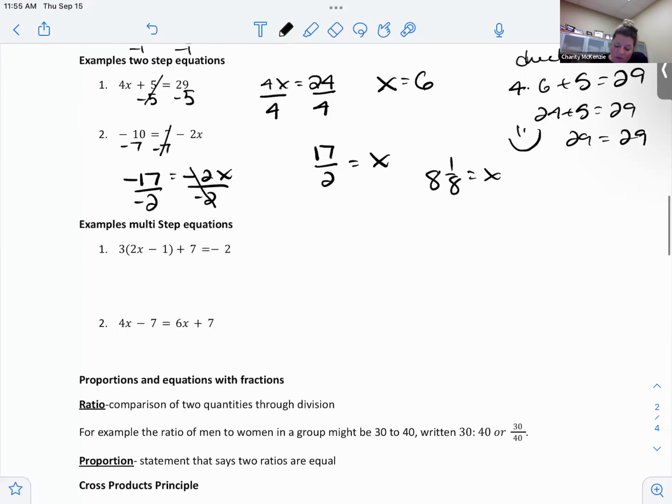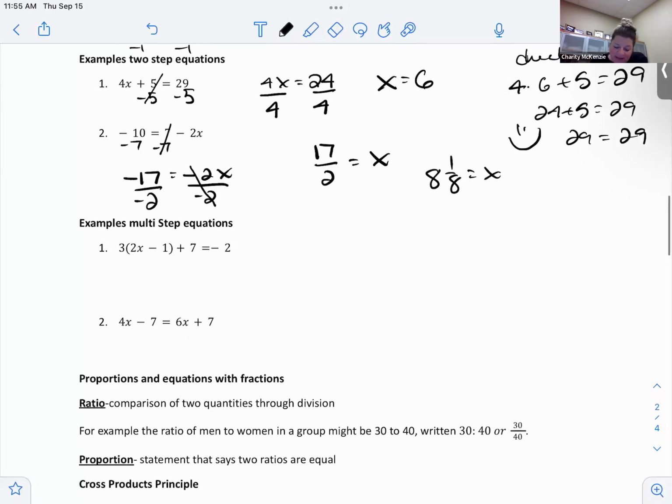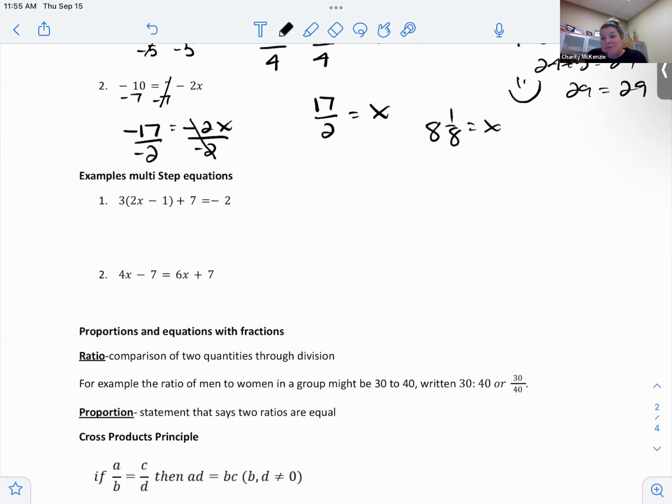So we're starting to add more and more steps. As we look at, I just called it more steps, multi-step, right? So we might have to distribute like we do on this first one, or go across an equal sign like we will on the second one, but we're just going to simplify this left side. Okay, so ignore this and just simplify this before you start going across.